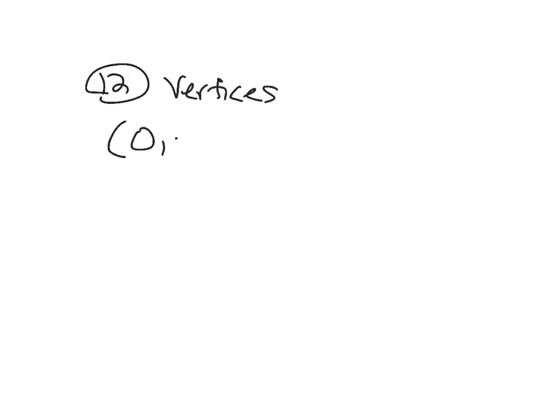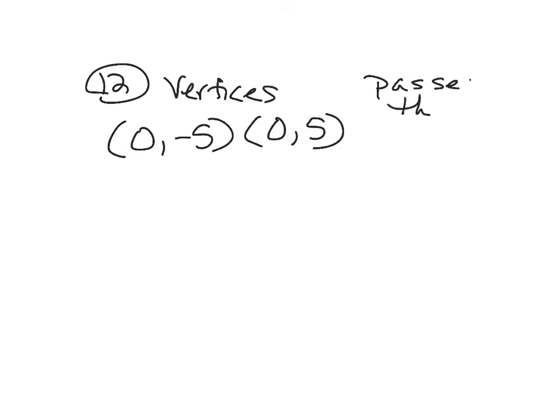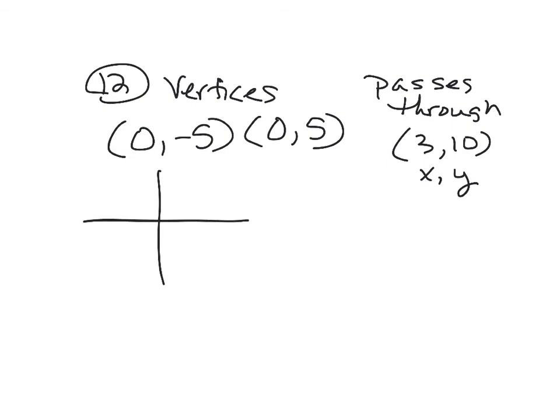Do a couple more. Number 12. I'm giving you vertices again: (0, -5) and (0, 5), and I'm going to give you a point that it passes through. It's passing through the ordered pair (3, 10). Remember when it passes through a point, this is x, this is y. Again, you can see if it's vertical or horizontal. You can see that it's going to be crossing the y-axis.